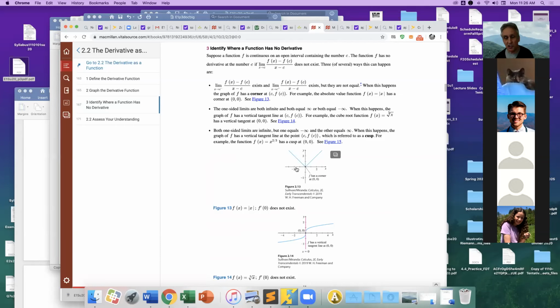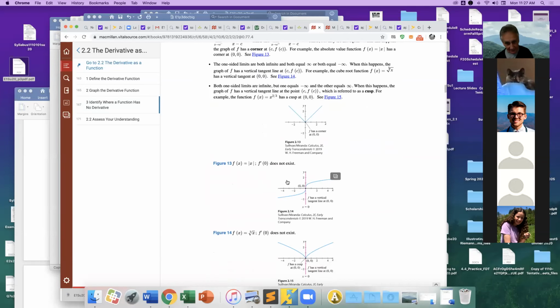Here's an example. The slope has to be the same for both lines in order to have a derivative there. This has a slope of +1. This has a slope of -1. Therefore, this has a corner at 0, 0. This is not differentiable, okay? That is an important point.